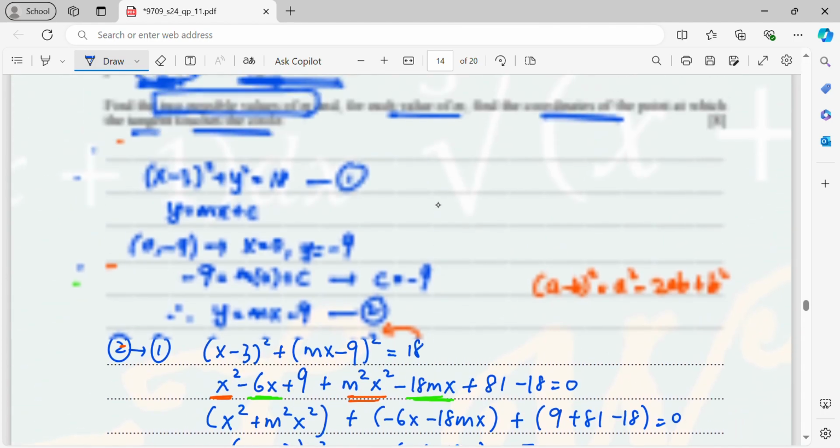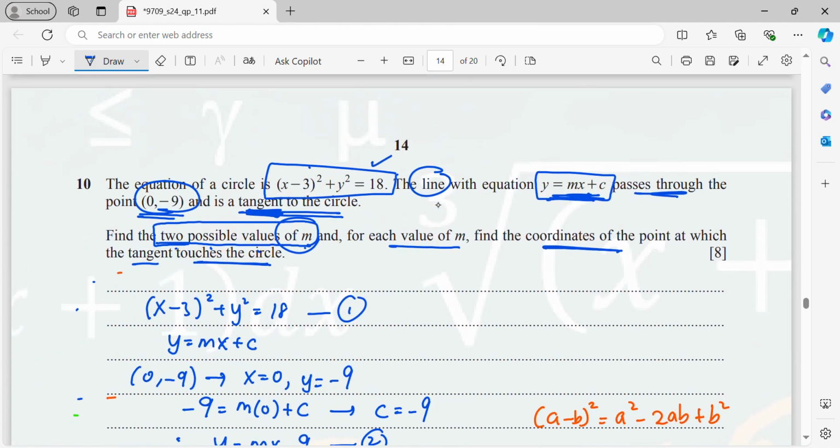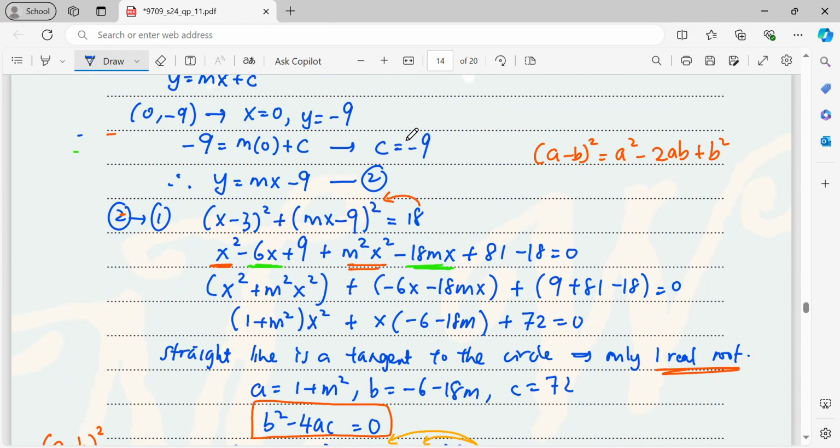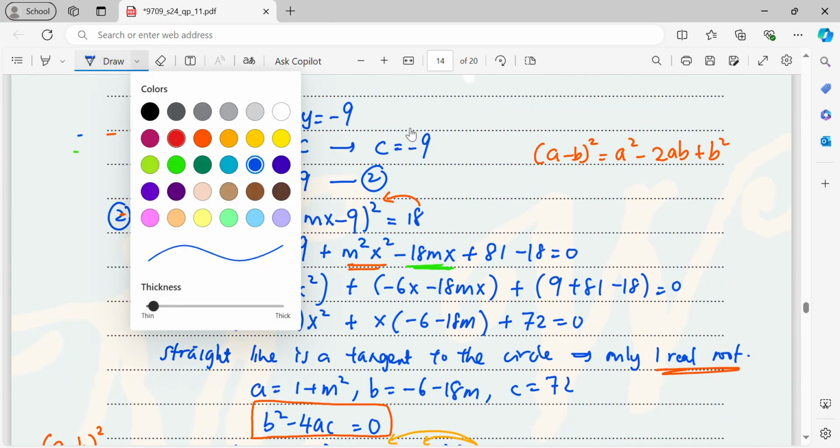Now, next part: for each m, find the coordinates of the point at which the tangent touches the circle. Tangent touches the circle, basically we are solving here.